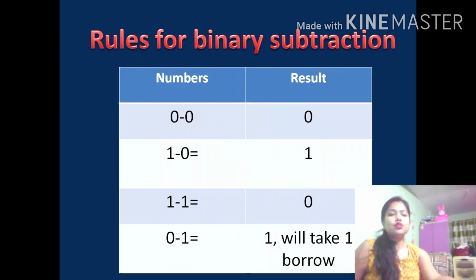So 0 minus 0 will be 0, 1 minus 0 will be 1, 1 minus 1 will be 0, but 0 minus 1 will be 1. But again there is a condition that 1 is a bigger number than 0, so we cannot subtract 1 from 0. That's why we will borrow 1 from the previous number. So these are some of the rules of binary subtraction. Now we will do one binary addition and one binary subtraction so that we can understand these rules more properly.